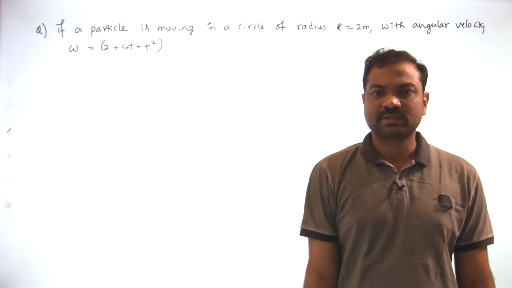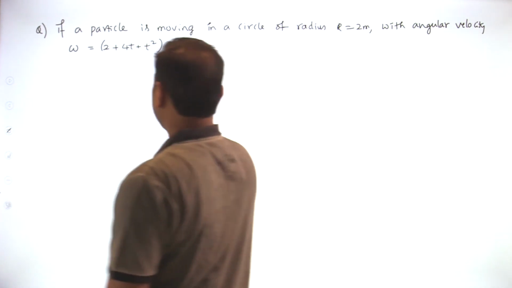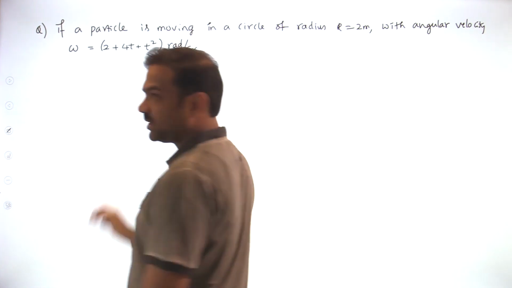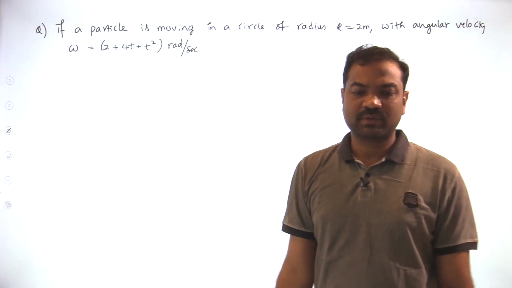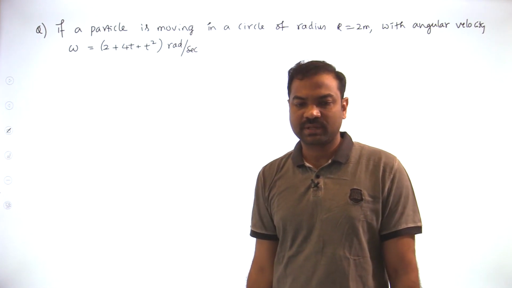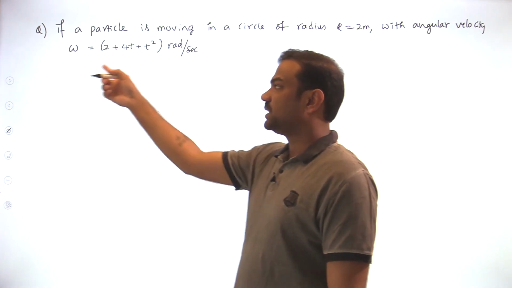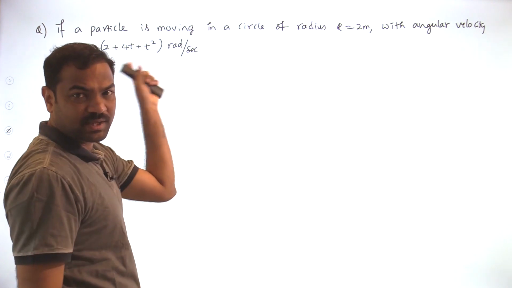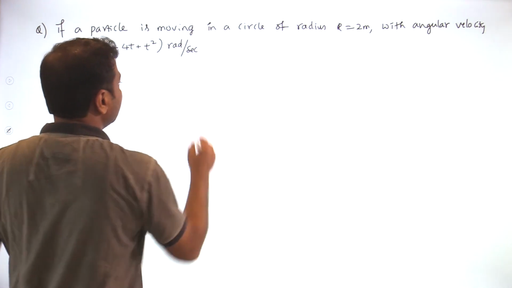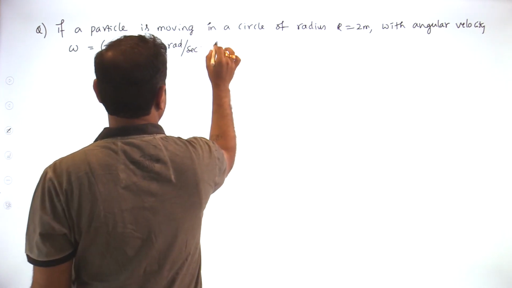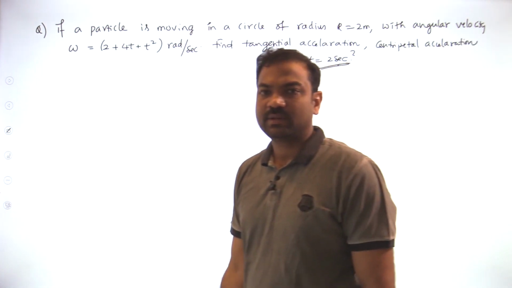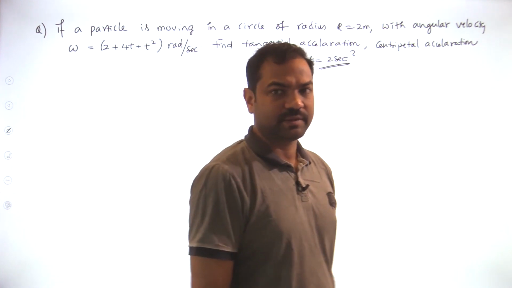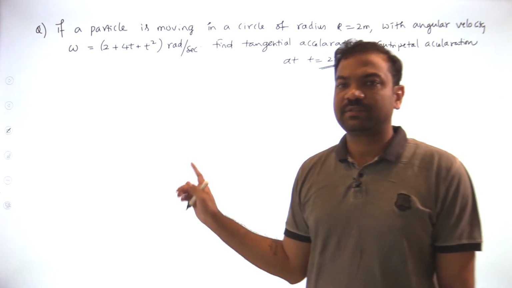I have given the angular velocity as a function of time. Angular velocity units are radian per second. Angle is in terms of what? Radians. Radian per second will give you angular velocity. So angular velocity is variable with time. As the time changes, angular velocity changes. Then find, at time equal to 2 seconds, what is the centripetal acceleration and what is the tangential acceleration of the particle? That is the question. Omega as a function of time is given.